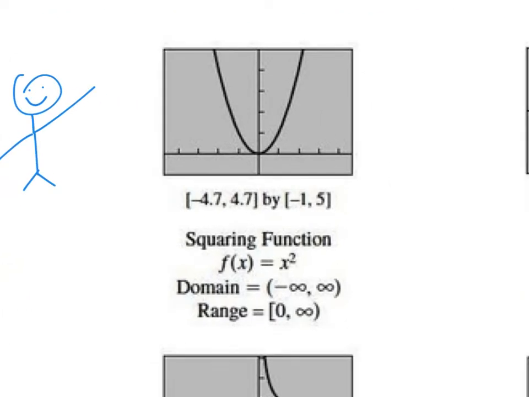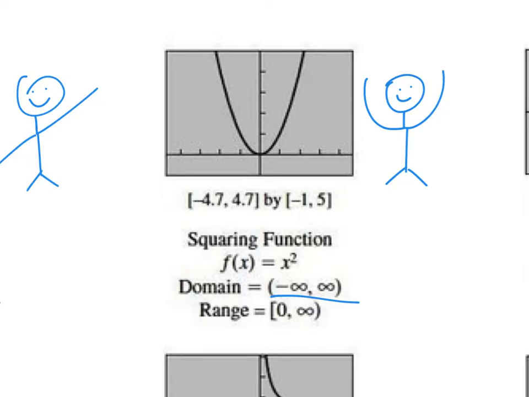Okay, next one. The y equals x squared function. This is the u. All right, everybody, show me y equals x squared. Okay, so domain is negative infinity to infinity. Range, you can see that it's from 0 up. So it's going to be from 0 to infinity. Next one.